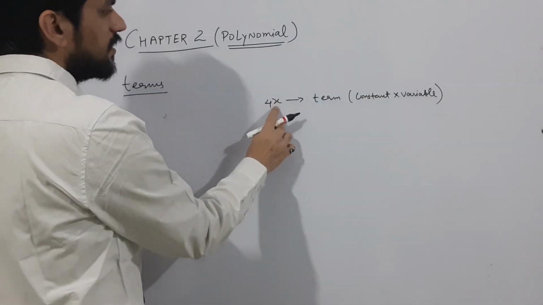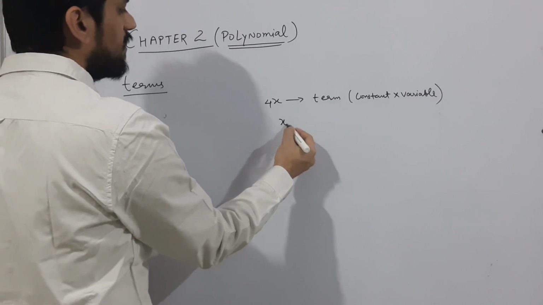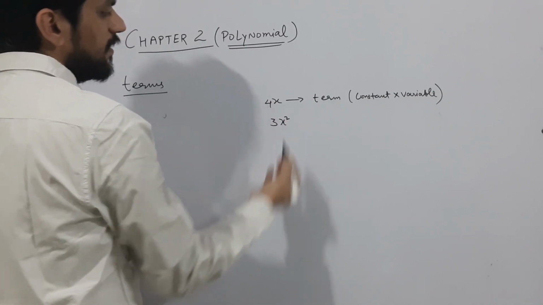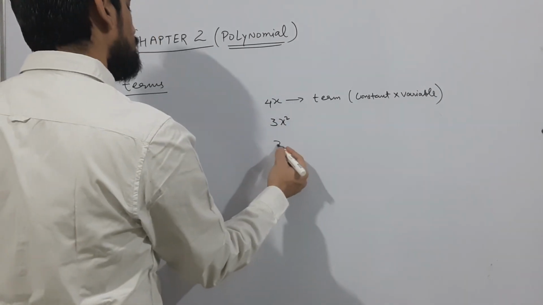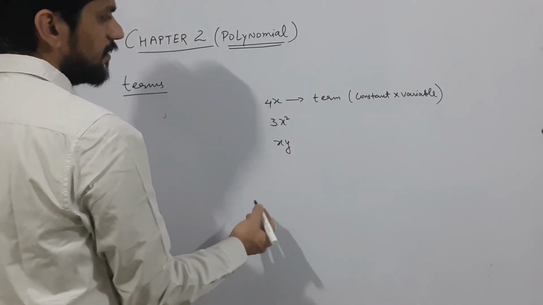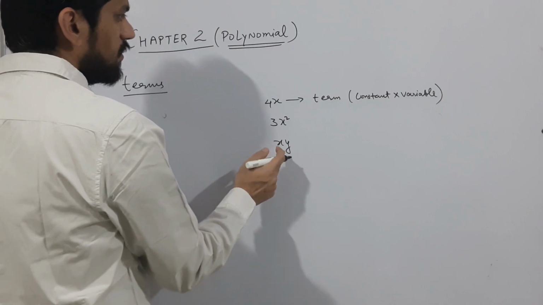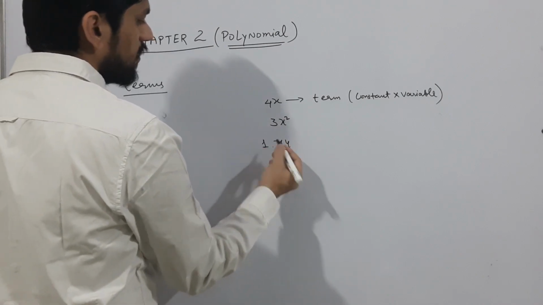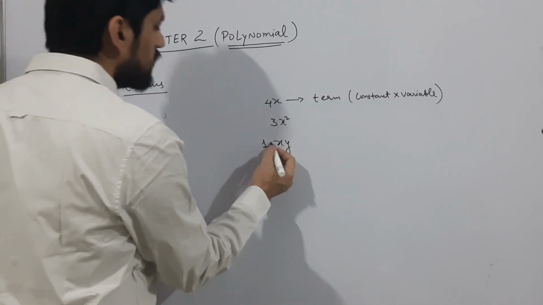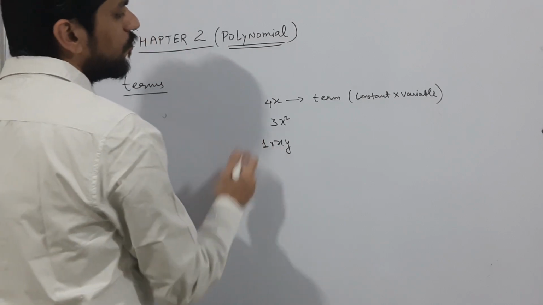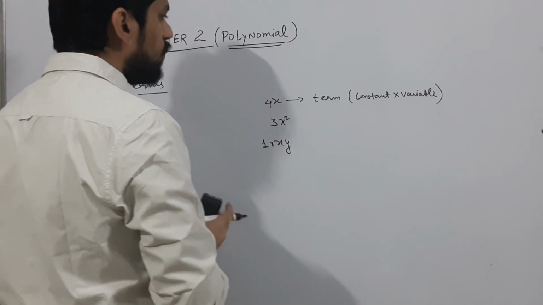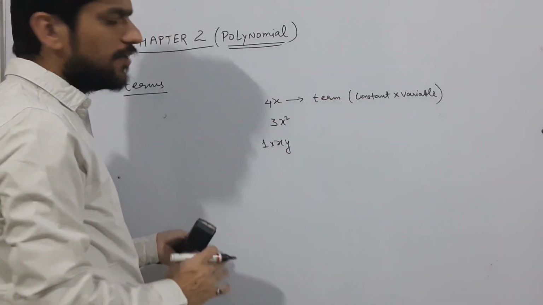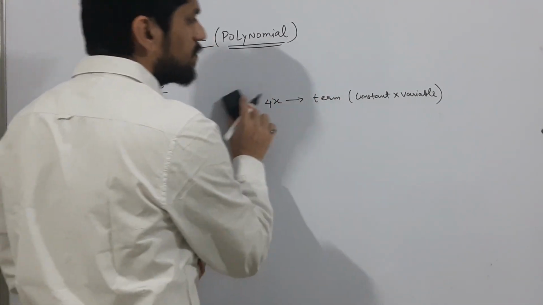It is not necessary that you take variable x. Suppose you take variable x square and multiply by 3, it becomes a term also. Similarly, if you have a variable xy, it is also a term. See, here the constant is 1. If no constant is mentioned, then it is understood that it is multiplied by 1. Now you understand what an individual term is. एक term क्या होती है वो आपको समझ में आ गया.